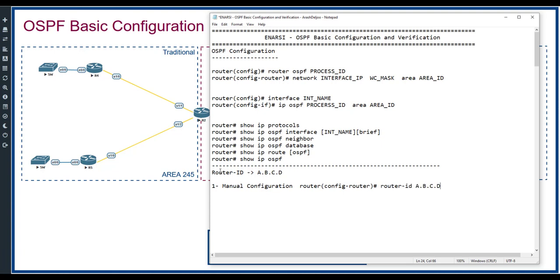Don't forget, if the router ID was selected before and you have neighborship with other routers, maybe after configuring this command you need to clear the OSPF process. Why?